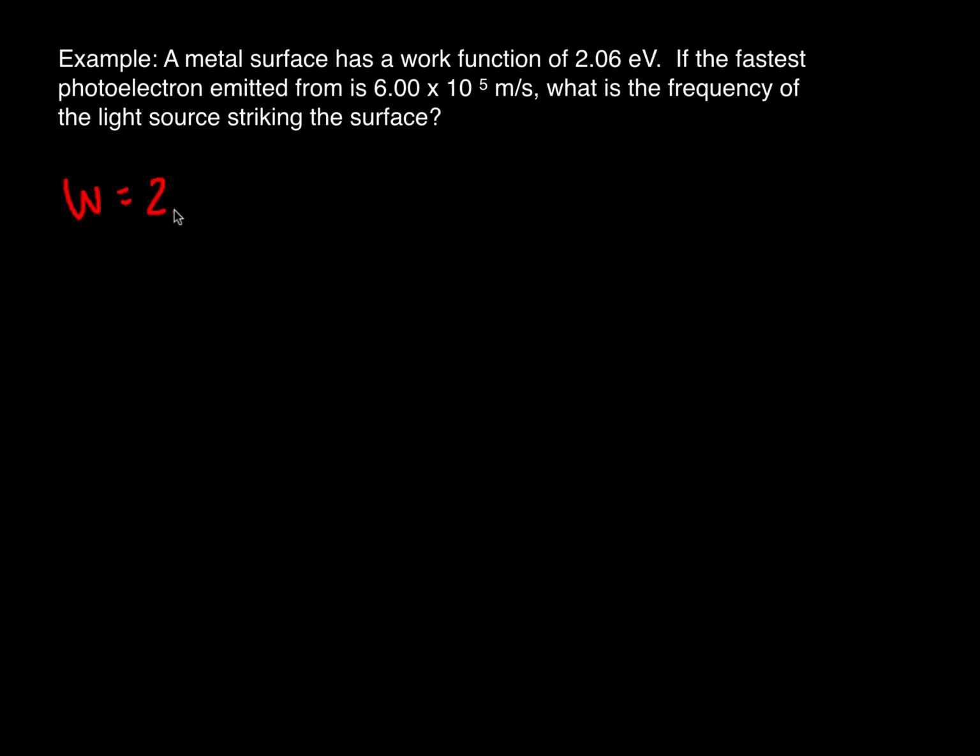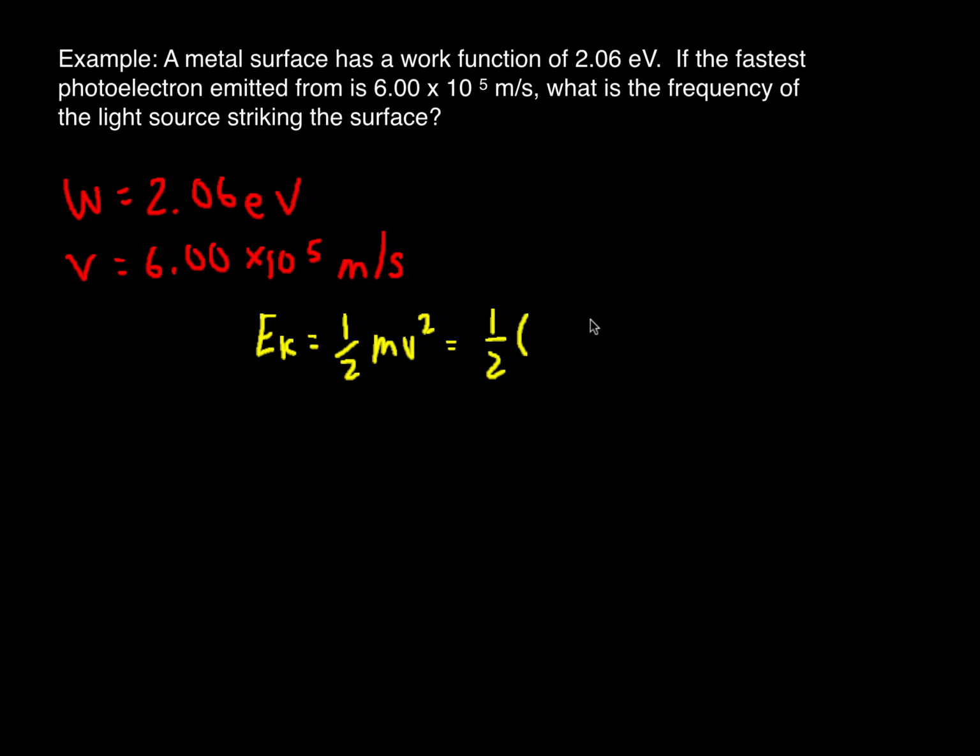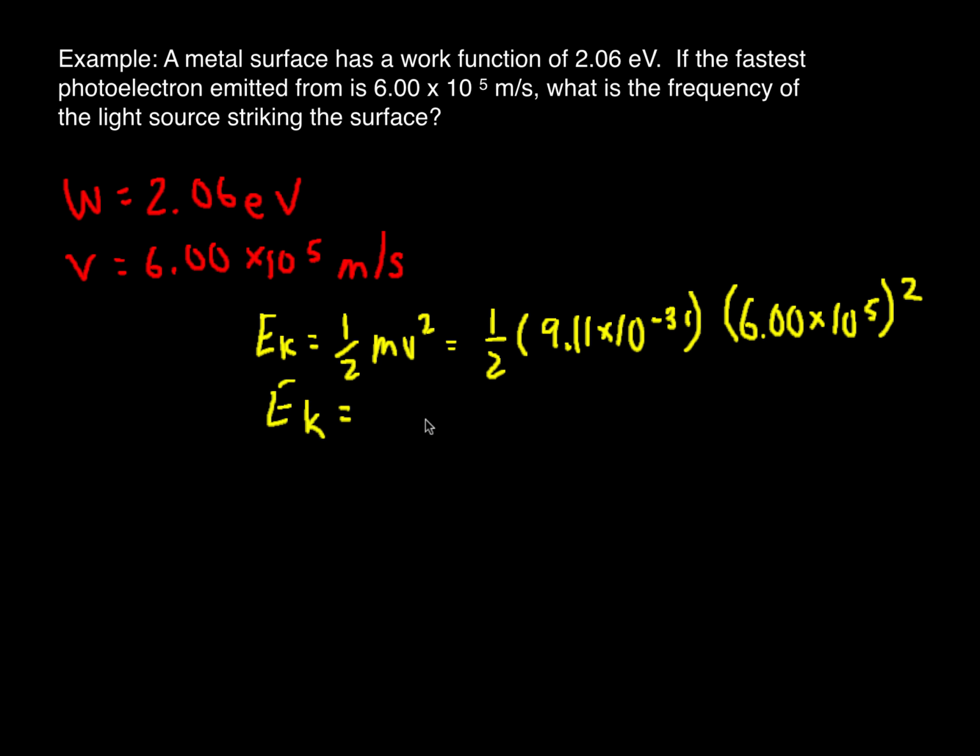So we're given the work function of 2.06 electron volts, and the velocity of the photoelectrons is 6 times 10 to the 5 meters per second. The first thing we'll do is turn this velocity into a kinetic energy. Kinetic energy is 1/2 mv squared. So this is 1/2 the mass of an electron, which is 9.11 times 10 to the minus 31 kilograms, times the velocity of the electrons, 6 times 10 to the 5, squared. This gives us a kinetic energy equal to 1.64 times 10 to the minus 19 joules.